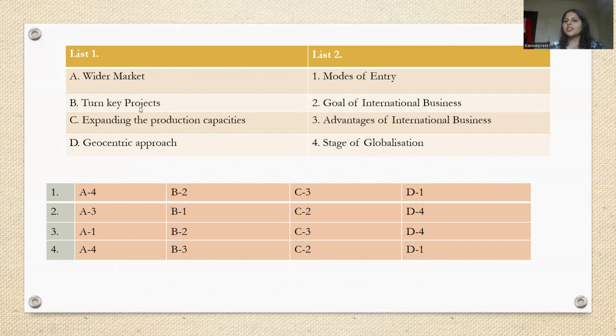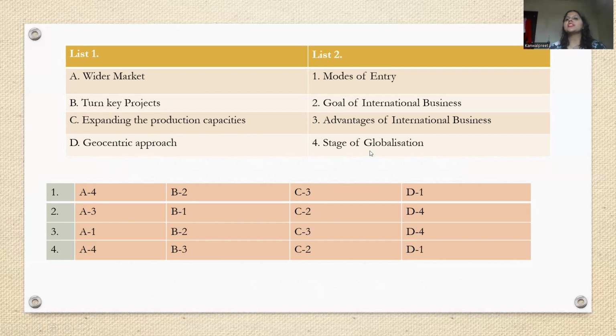Okay, now what is a turnkey project? It is one of the methods of entering the foreign market. Wider market is one of the advantages of international business. Now why do you move from the local to the international market? Because you are getting the advantage of more audience. You are reaching another country, a wider audience. So if I say A and 3 go together, quickly come to the options. Only in option number 2, A and 3 match together. Turnkey project is B, one of the modes of entry. Now, what is a turnkey project? Let me tell you later on. Expanding the production capacity is one of the goals of international business.